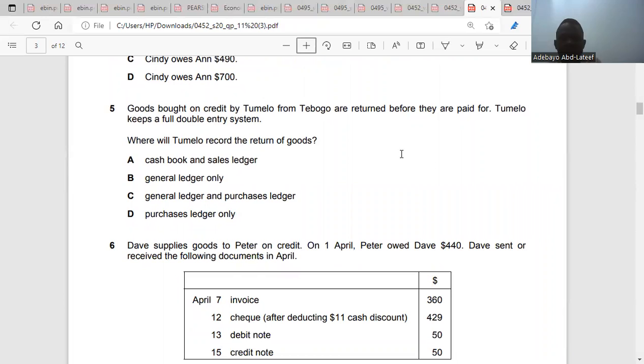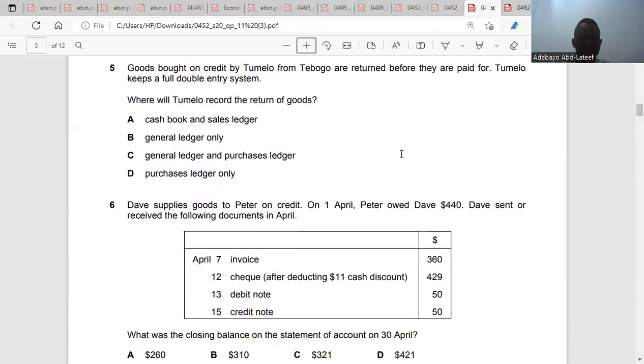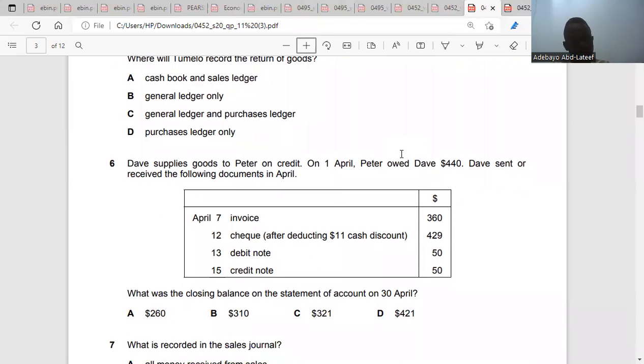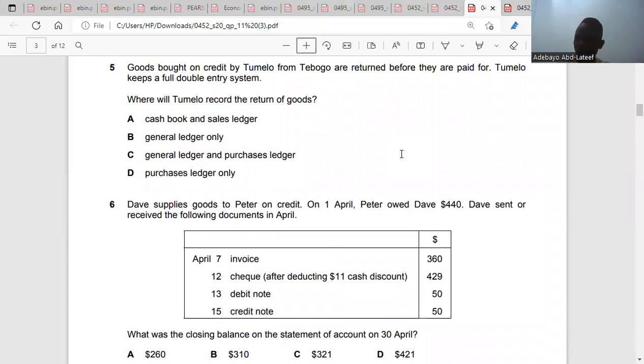Question 5. Goods bought on credit by Tumelo from Tobacco are returned before they are paid for. Tumelo keeps a full double entry system. Where will Tumelo record the return of goods? If Tumelo returns these goods, it's going to be recorded in the general ledger. Cash book and sales ledger, no. Cash book is just a transaction that is done. So cash book and sales ledger is not going to work there. General ledger only, it's going to be a double entry. So general ledger only cannot work there. Purchases ledger, it has to be a double entry. So we have C, which is general ledger and purchases ledger. So the answer is C for question 5.